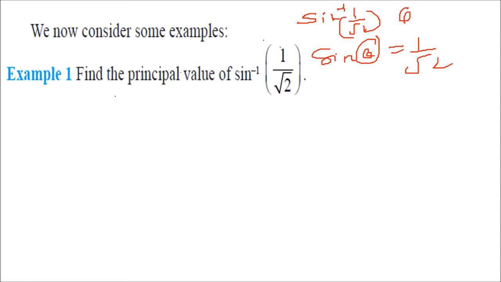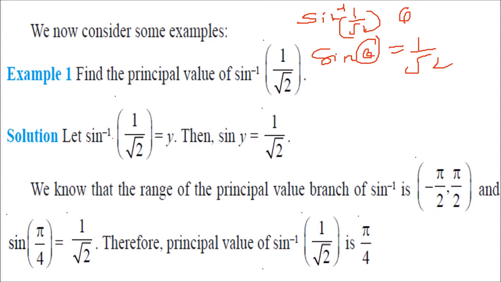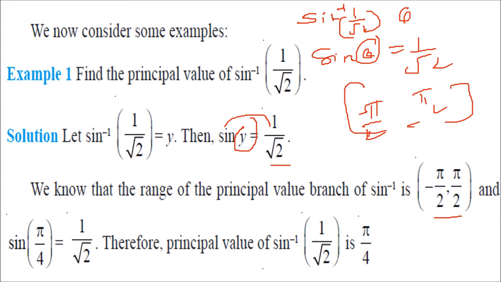When you do sine inverse of 1 by root 2, we know that this has to come between the principal branch of sine, which is nothing but minus pi by 2 to pi by 2. It can only belong here. And since this is pi by 4, because we know that sine pi by 4, or sine 45 degrees, is 1 by root 2, and since it is lying between minus pi by 2 and pi by 2, that is why we are saying the answer is pi by 4. I hope you got the idea. The answer is pi by 4.